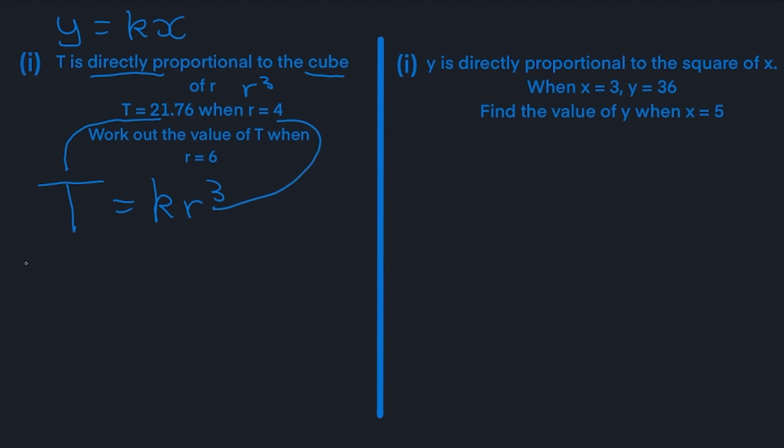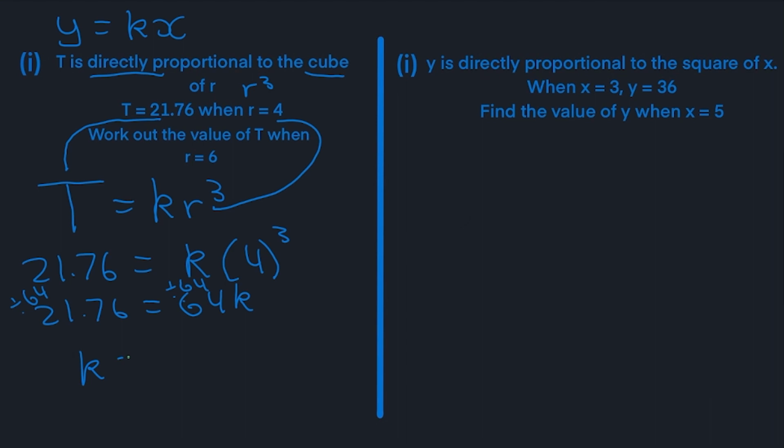So let's just do this. Let's put in 21.76 for t, and we'll put in 4 for r, and we have r cubed, so don't forget the cube. 64k. Divide both sides by 64. We have k is equal to 21.76 over 64. This can also be rewritten as 17 over 50 if you put it in your calculator.